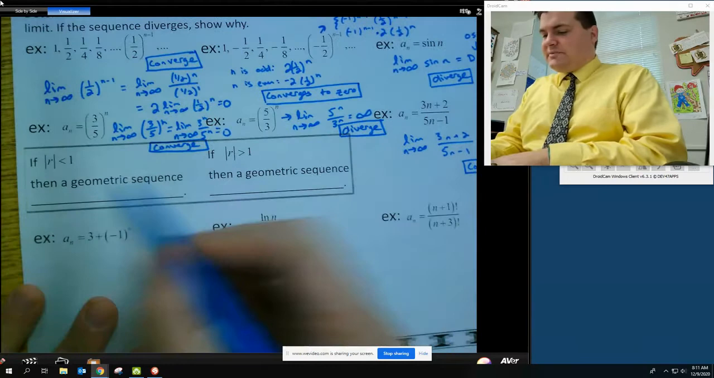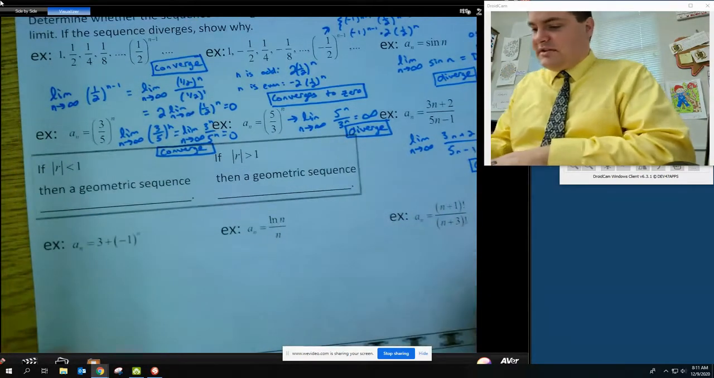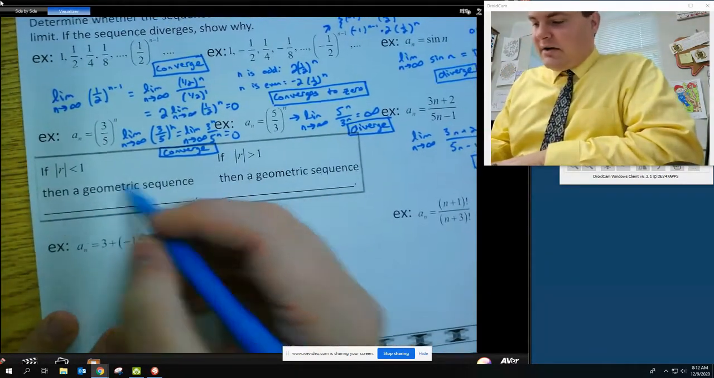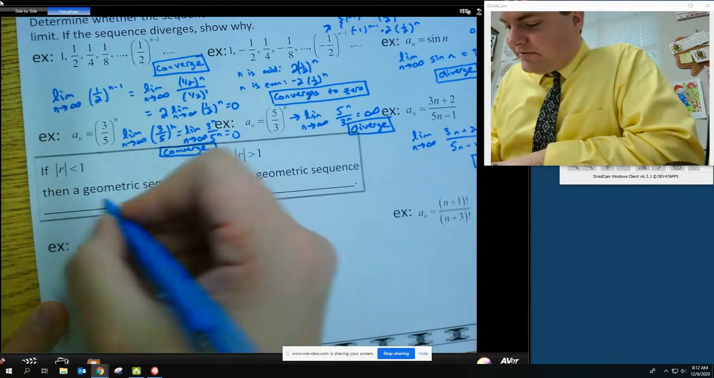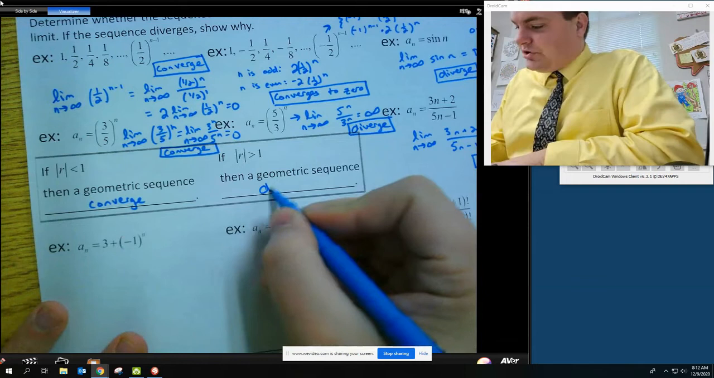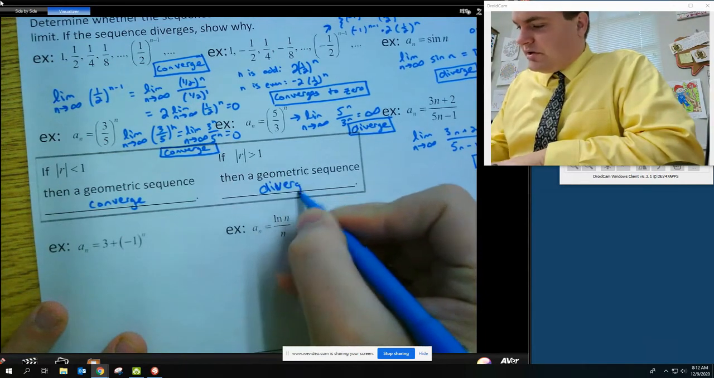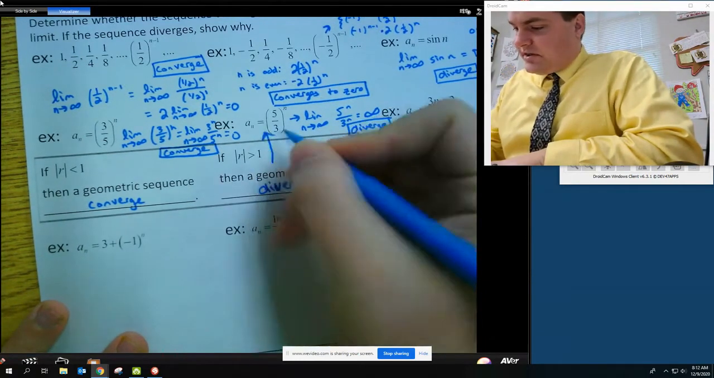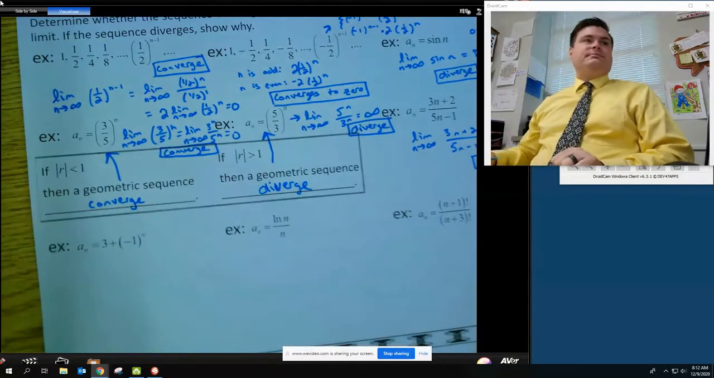So I already talked about this, but this is just going into your notes. That for a geometric series, if the absolute value is less than 1, it's going to converge. If it's greater than 1, it's going to diverge. So that's this scenario, and that's this scenario, pretty much. Okay.